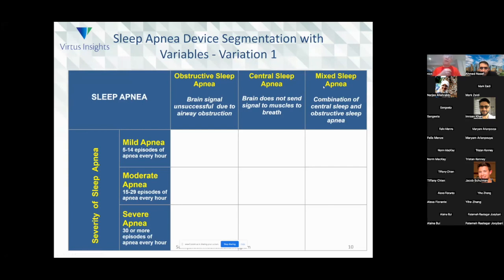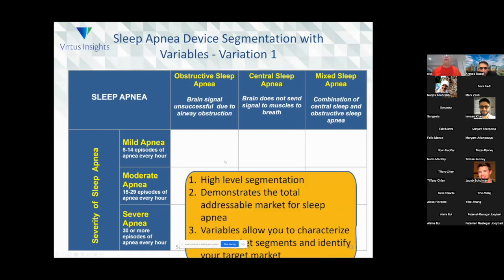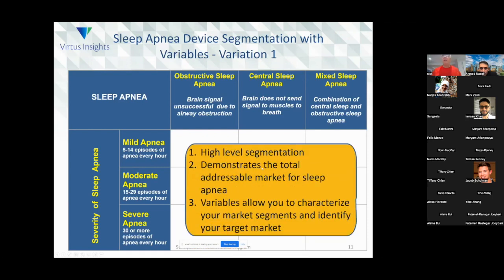It takes someone who knows this market a little bit more to understand that. And there are 3 types of severities: mild, moderate, and severe, defined by how many episodes you have. So I like this because it's high-level segmentation. It demonstrates the total addressable market, and the variables allow you to characterize the market segments and identify your target.